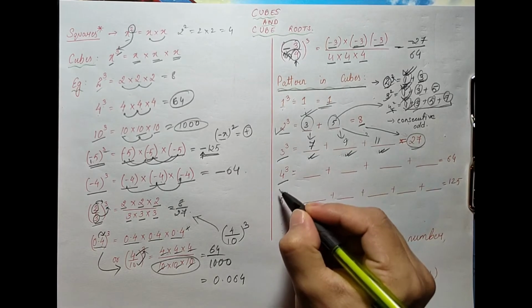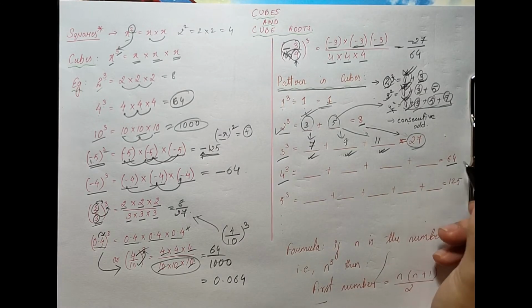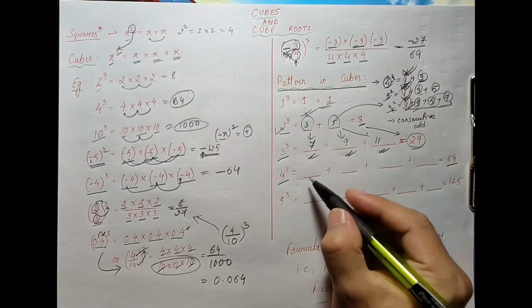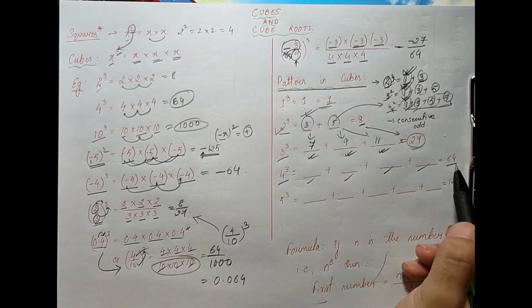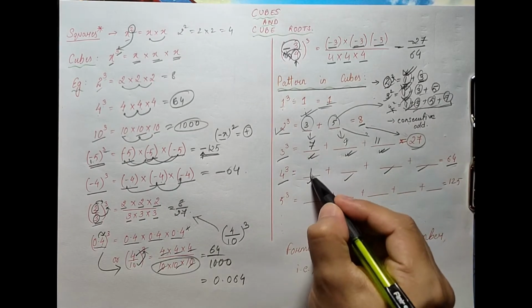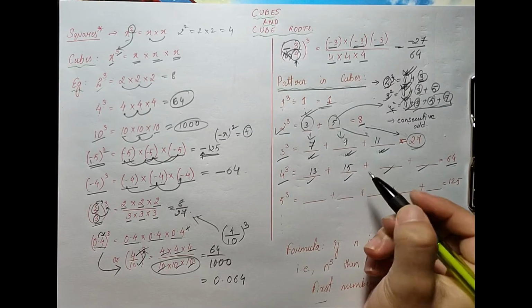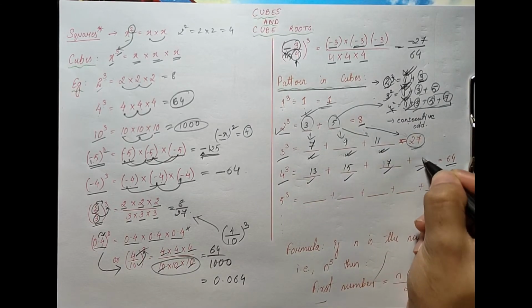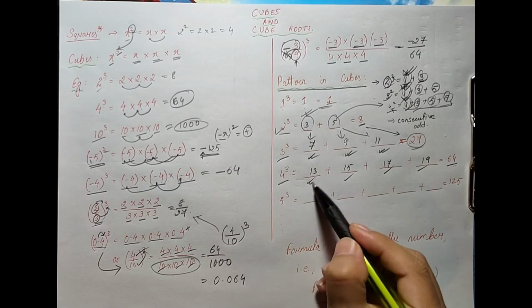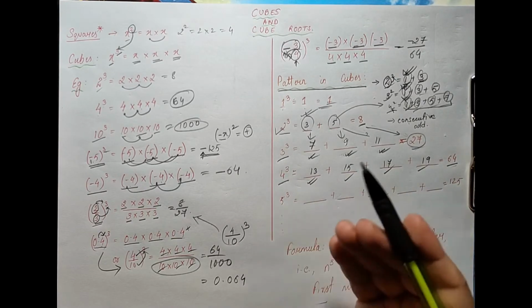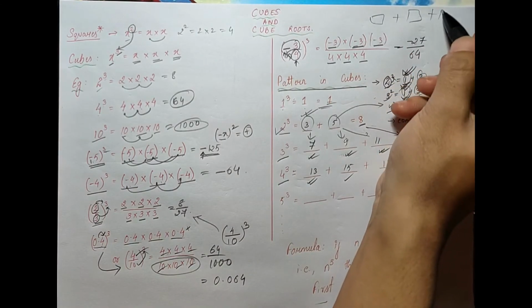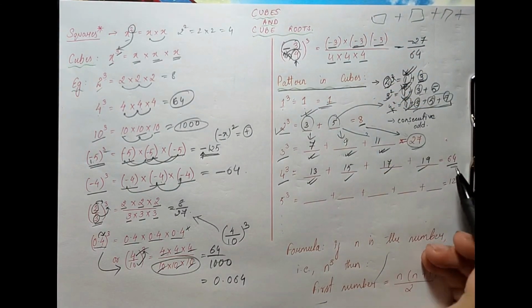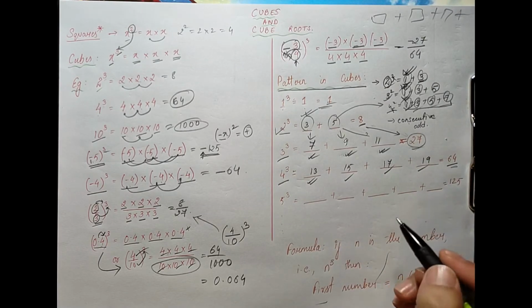If the number increases, the sum becomes slightly more difficult. For example, 4 cube. Now 4 cube is 64, which is 4 into 4 into 4. So can we find 4 consecutive odd numbers such that when they're added we get 64? It is actually 13 plus 15 plus 17 plus 19. Now if you try to guess these numbers, or if you go for the hit and trial method, that is, add some random odd consecutive numbers to get 64, it will take some time. So let us try to think about some method.